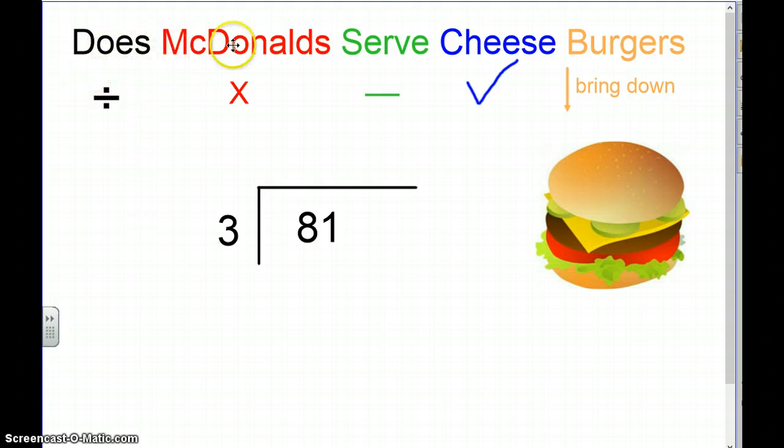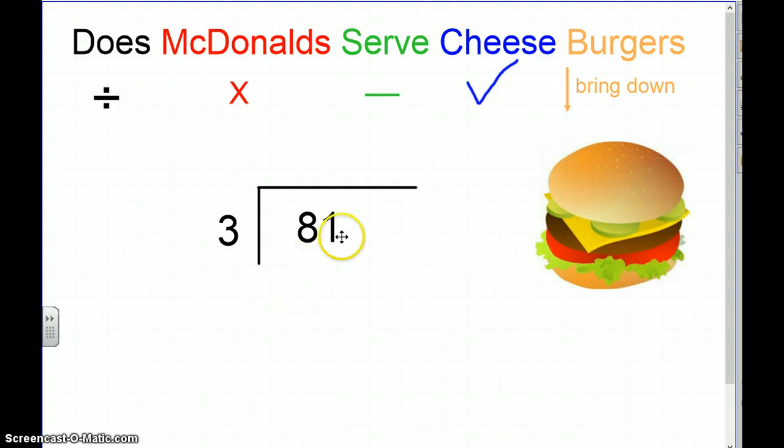But the reason that we say, does McDonald's serve cheeseburgers, is because the D in McDonald's reminds us to divide first. The M reminds us to multiply. The S reminds us to subtract. The C, or the CH, reminds us to check and compare. And the B in burgers reminds us to bring the next number down. So your steps are always going to go in this order, and as soon as you get to the last step, you start over from the beginning until your problem is done, okay? Does McDonald's serve cheeseburgers? We're going to write that on every assignment.